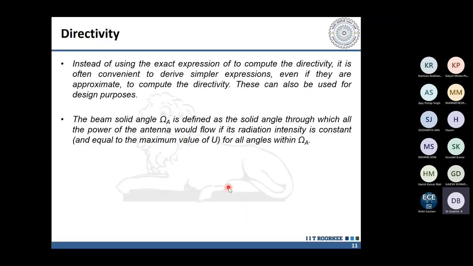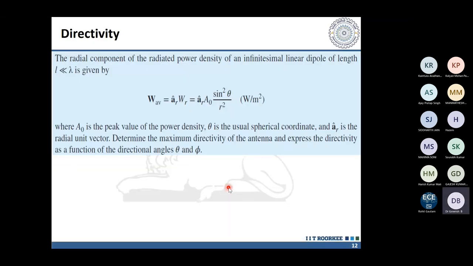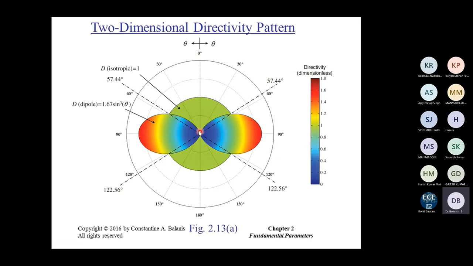Suppose you're designing an antenna, and let me show a polar plot. This particular pattern is sine cube theta. If you make it sine power 4 theta or sine power 5 theta, it becomes narrower and narrower, so the half power beam width becomes narrower and narrower. Whereas if you go for sine theta, it becomes broader and broader, so the beam width becomes broader.